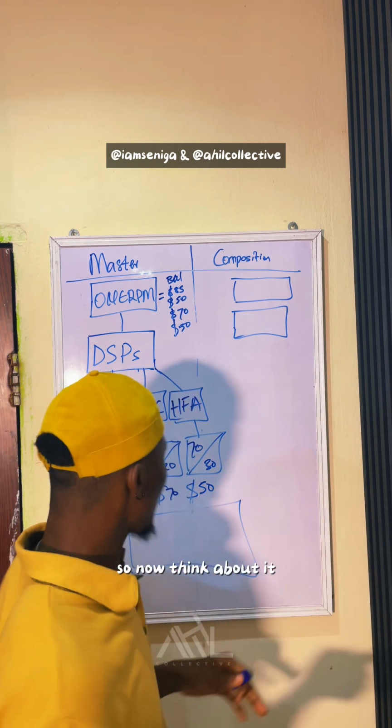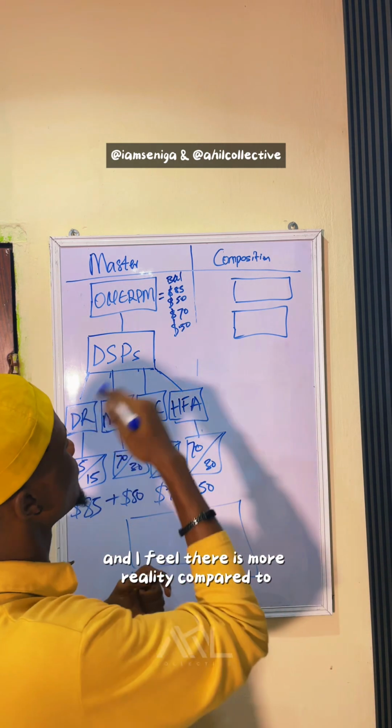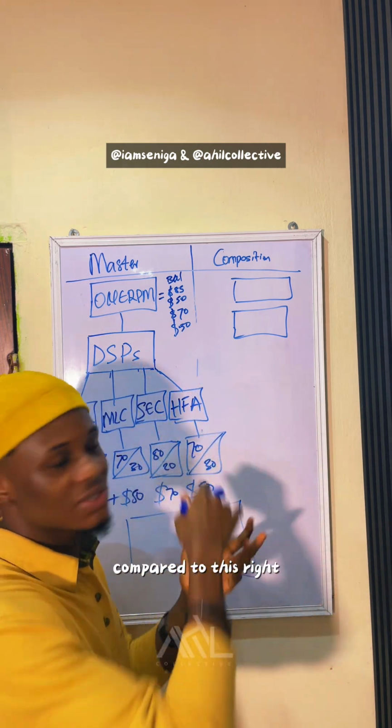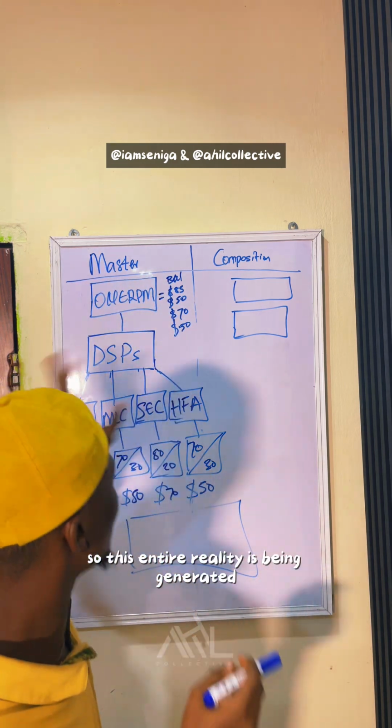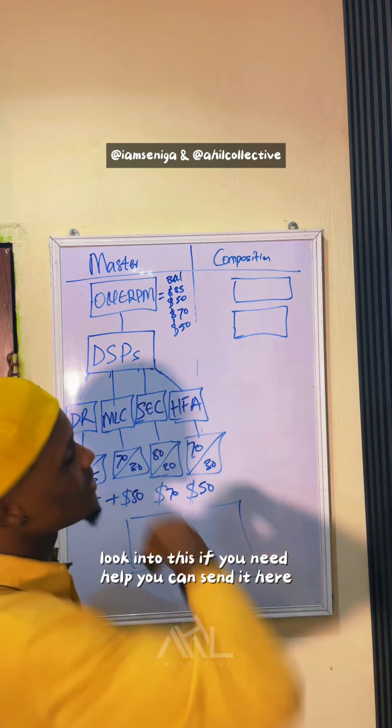Now think about it. This entire royalty is being generated, and I feel there is more royalty compared to this. This entire royalty is being generated, and you are leaving this money in the black box. Look into this. If you need help, you can send it here. So let's go into composition.